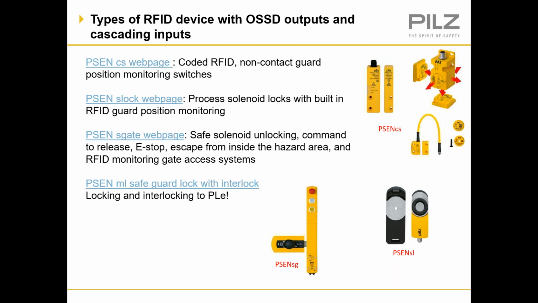We have our PCN gate, which incorporates command to release, e-stop. It has an emergency escape from inside the hazard area, and again, RFID monitoring. And then finally, we have our PCN M-lock, which can be up to performance level PLe, and you can use this in conjunction with our PCN gate box, which can incorporate, again, the e-stop and reset push buttons, etc.